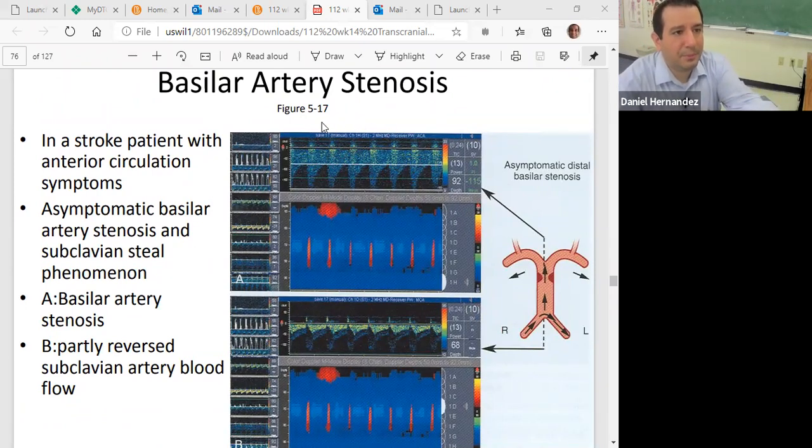So with basilar artery stenosis in a stroke patient with the anterior circulation symptoms, an asymptomatic basilar arterial stenosis and subclavian steal phenomenon was demonstrated.